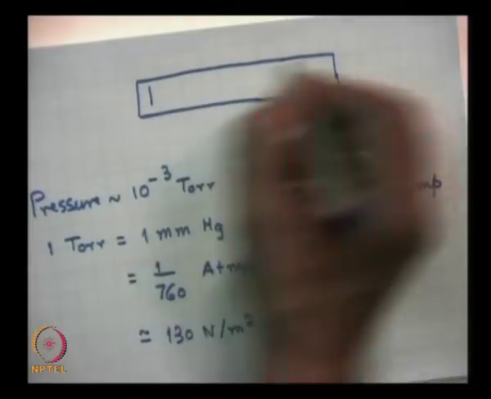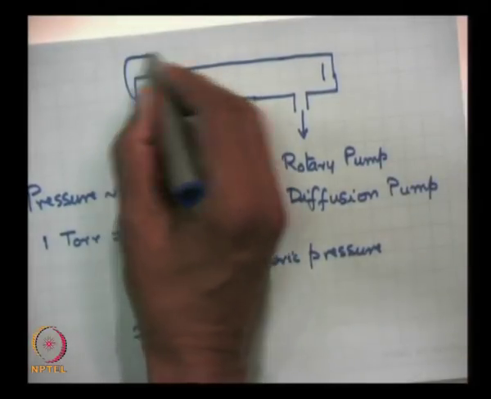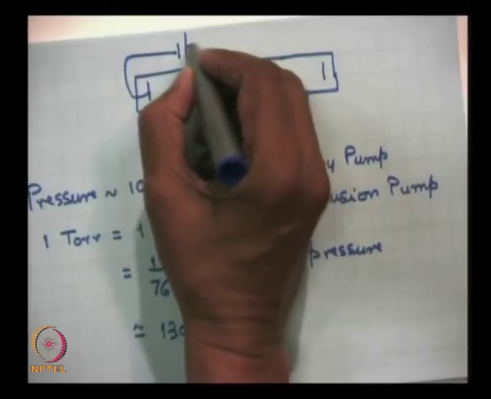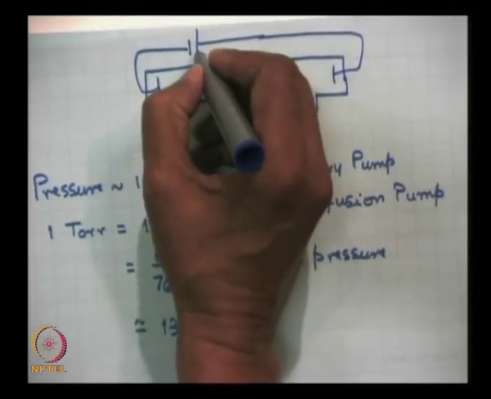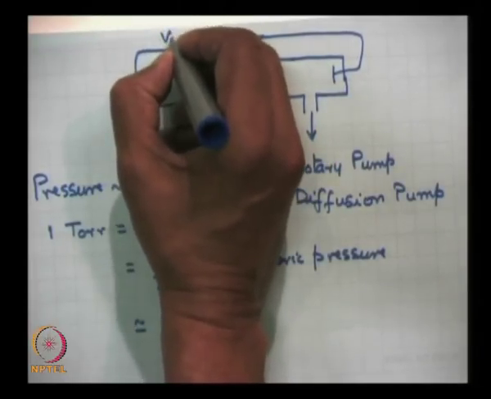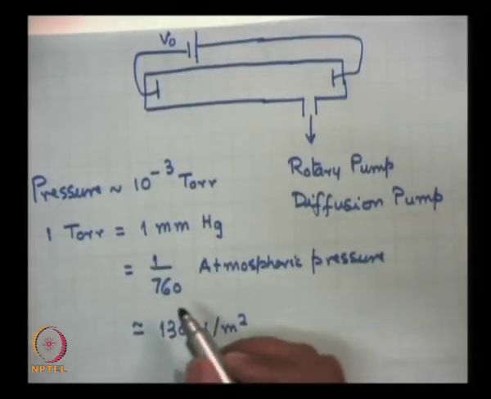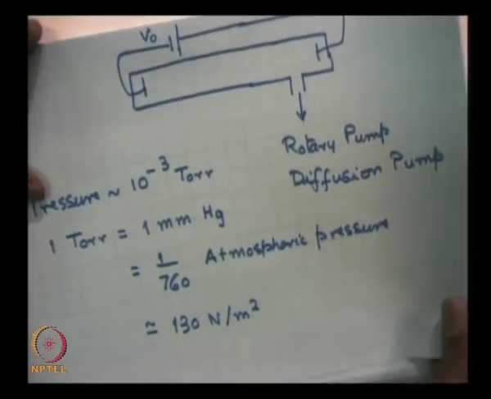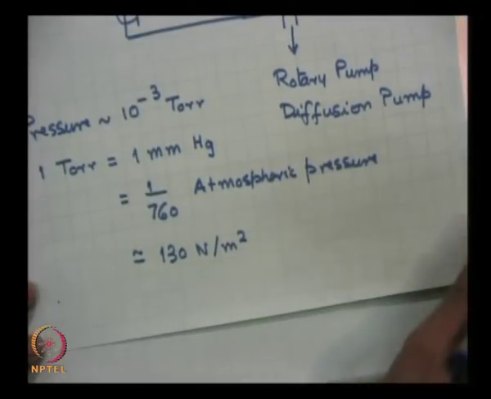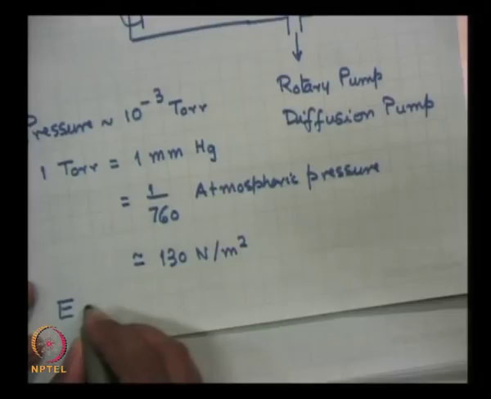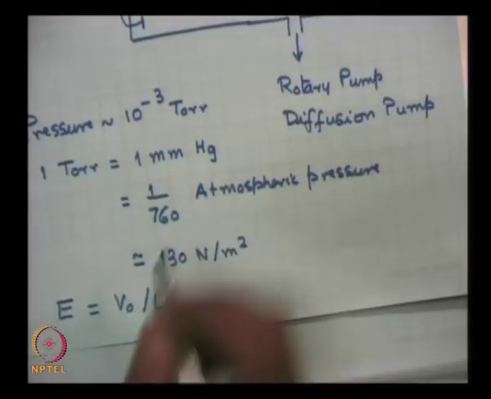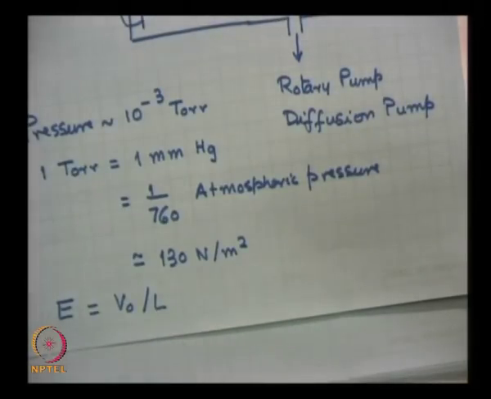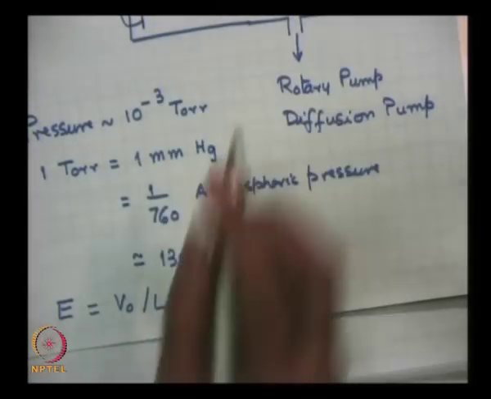Then put two electrodes here, one there, and apply a DC voltage between them, which is typically like 220 volts. The potential difference is, suppose, V0 here. Length of the tube is L. So, the electric field that you will produce here will be equal to V0 upon L. L, as I mentioned, is 1 meter, 220 volts is the potential difference. The electric field will be like 220 volt per meter is the electric field that you produce here.